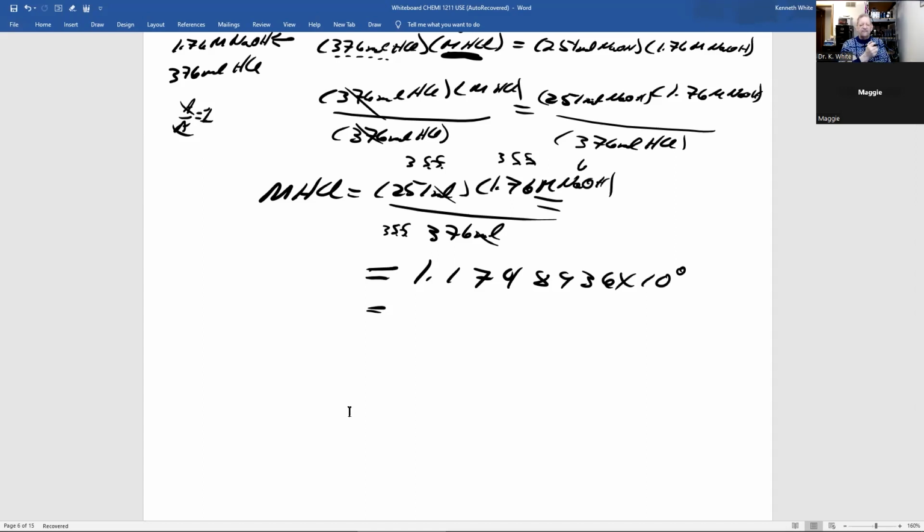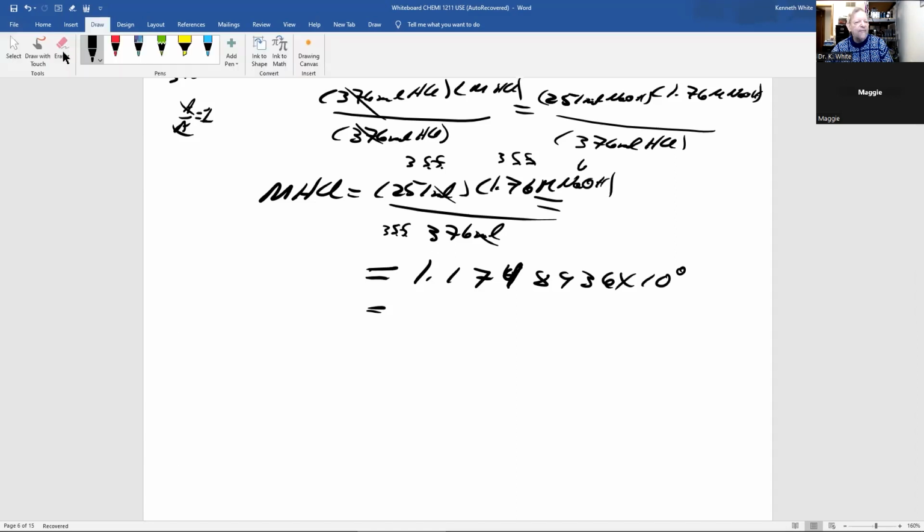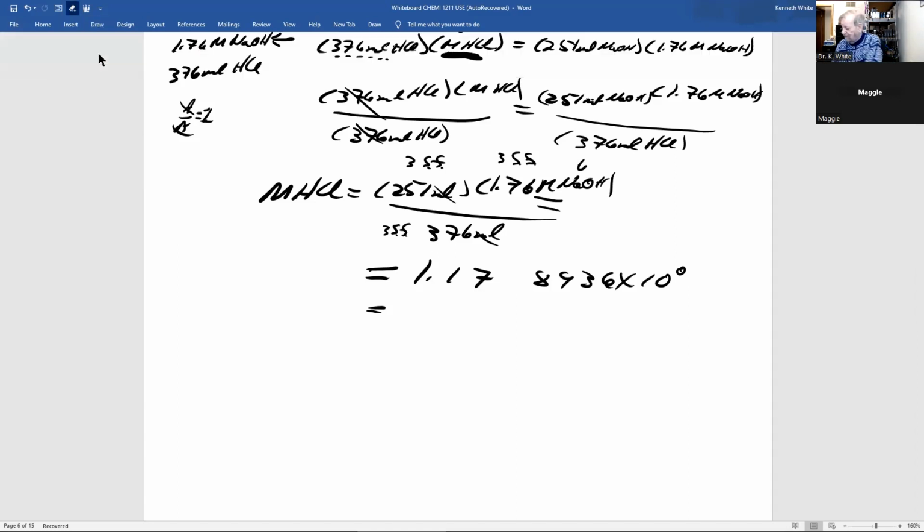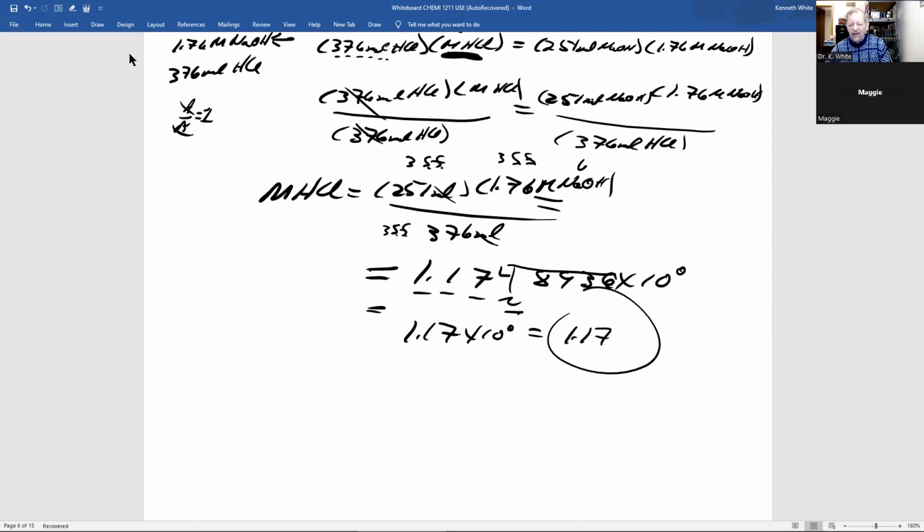Bonus time. Time's up. By the way, this is a 4. So keep the 1, keep the 1, keep the 7. Is that 4 or less? Well, it's 4. Therefore, you drop all this. So it's 1.17 times 10 to the 0, which you know 10 to the 0 is 1. You can leave it like this, or you can also write it like this. And that's the molarity of the unknown HCl solution.